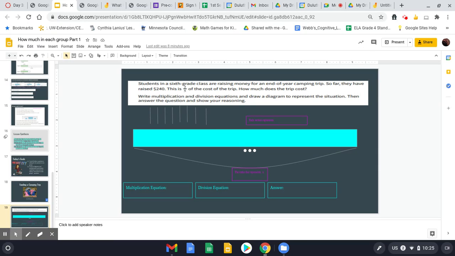Anyway, so they're going on an end of the year camping trip. So far, they have raised $240, which is 2/5 of the cost of the trip. So we want to know the total cost of the trip. And we want to write multiplication and division equations and draw a diagram to represent the situation. And then we'll answer it.